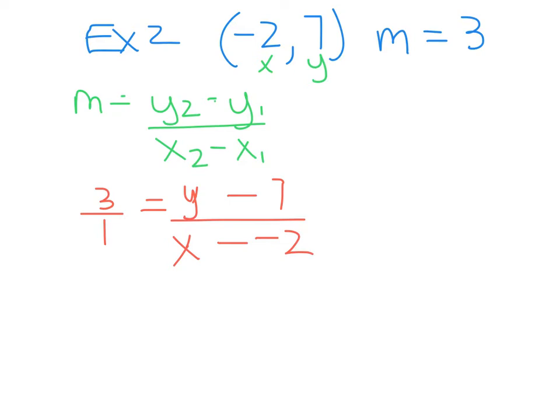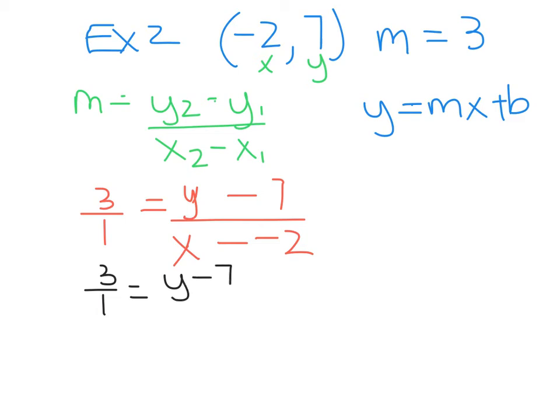Okay, so now again, remember we're trying to go to y equals mx plus b, so I have some maneuvering to do. So the next thing I'm going to do is I'm going to make this 3 over 1 equals y minus 7 over x plus 2. I'm ready to cross multiply. Just like in the last problem, I'm going to do the y direction first. So 1 times y minus 7 equals, now you're going to go the other direction, 3 times x plus 2.